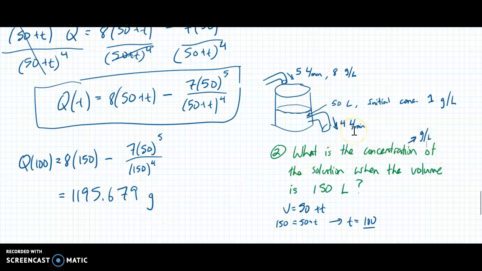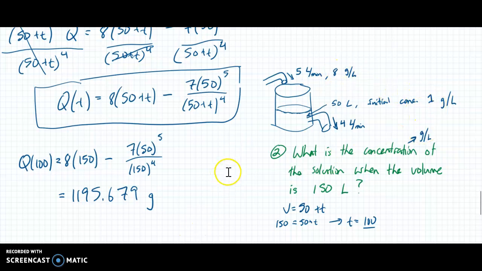Two, if you think about it, and this is what I was trying to say earlier, think about these problems. I got 8 grams per liter coming in. I started with 1 gram per liter. I couldn't get up to a concentration of almost 1,200. I shouldn't go over a concentration of 8 if I started at 1.